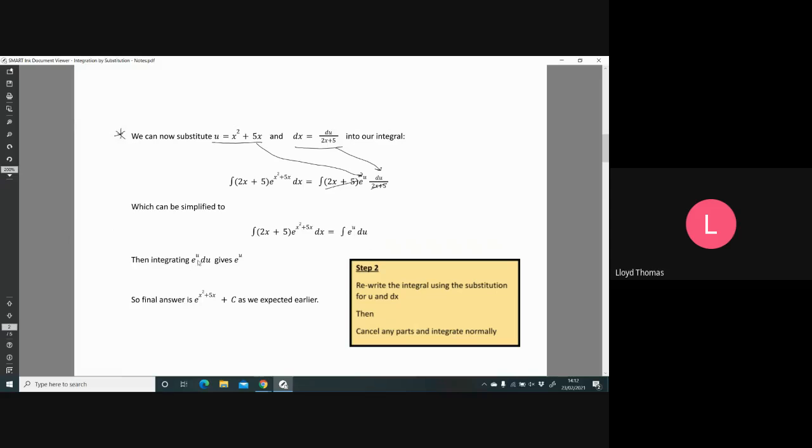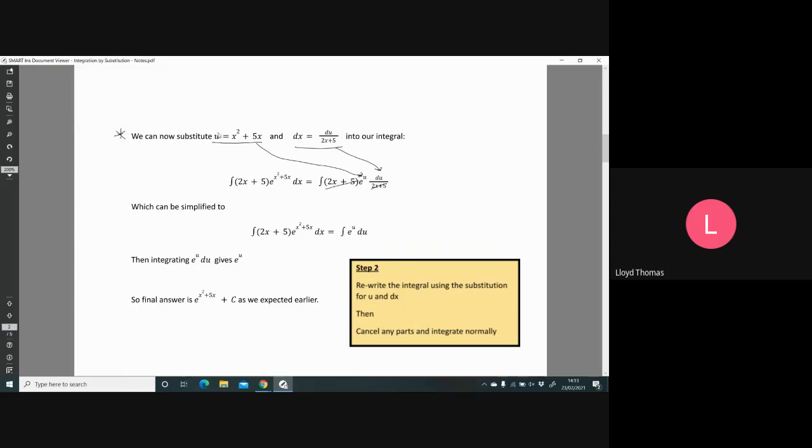Now, if you integrate e to the u, it's the same thing. But just to finish my question, I need to replace the u in the power with my substitution I had in the first place. So the final answer of integrating e to the u is e to the u, but I replaced the u with the x squared plus 5x that I had in the first place. But don't forget that we have a plus c as well. Okay, so those are the steps that you need to take for integration by substitution.